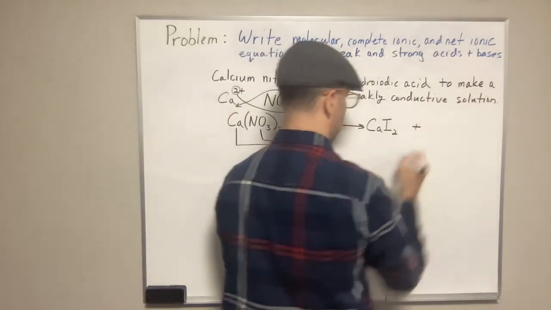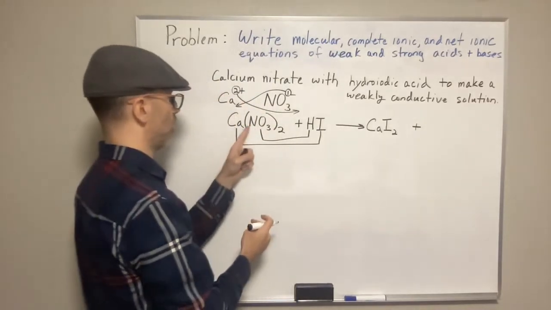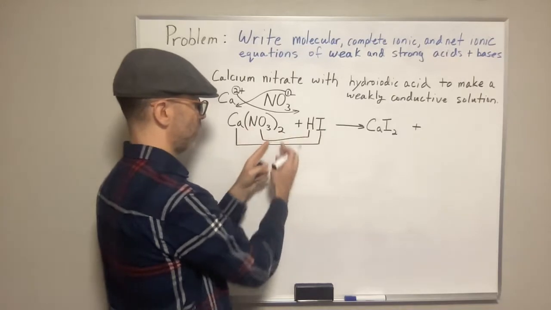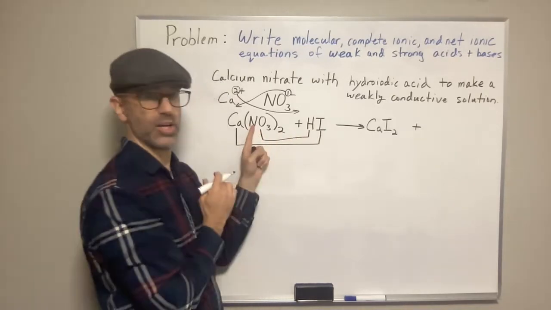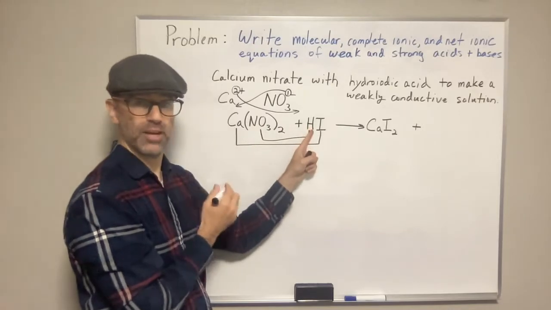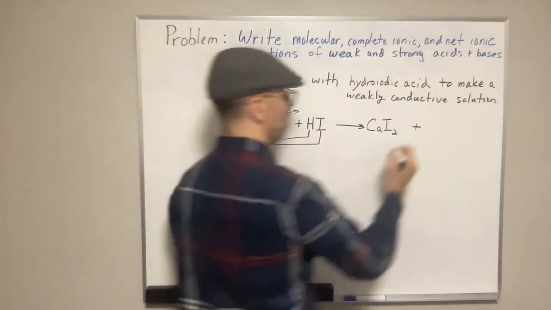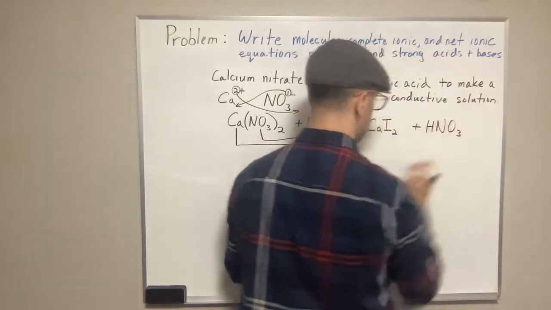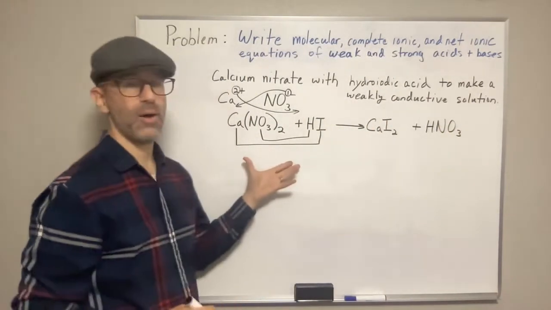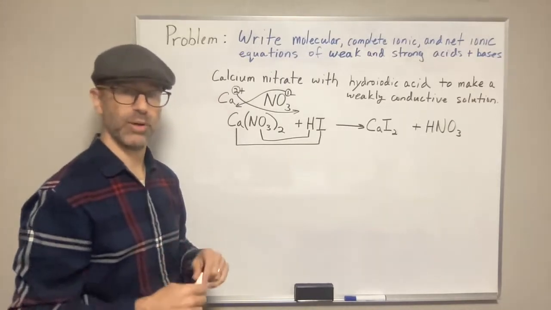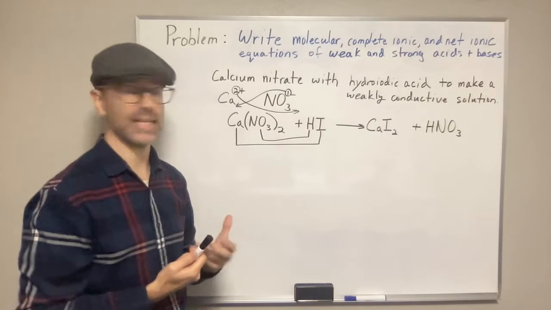And then you have here your NO3, your nitrate, and your hydrogen. That's going to come together. Now, I know that NO3 has a -1. This is going to be H plus, so I need a 1-to-1. So this is going to be HNO3. So now I have my reactants and my products, and now I just need to balance the equation and figure out what the states are.